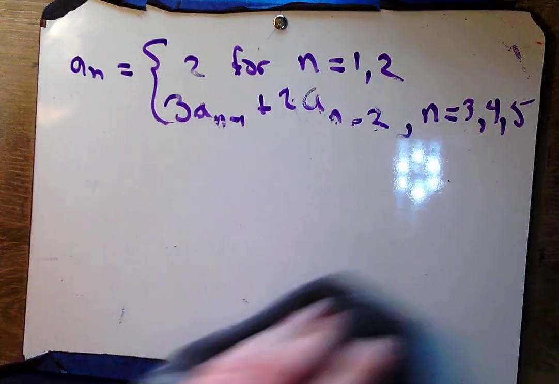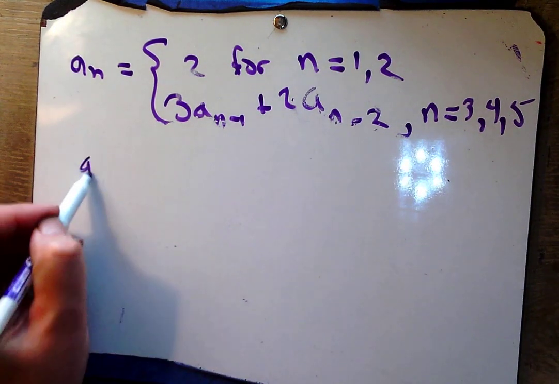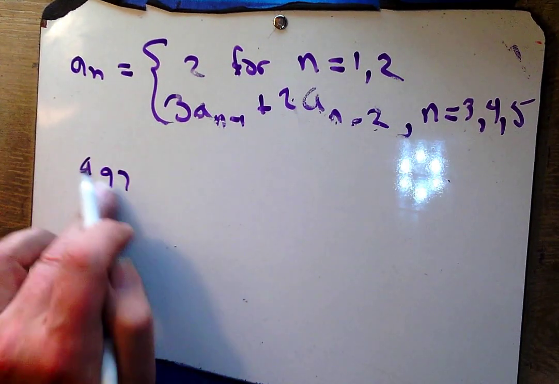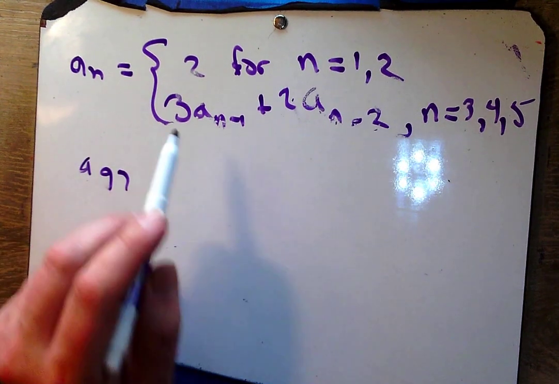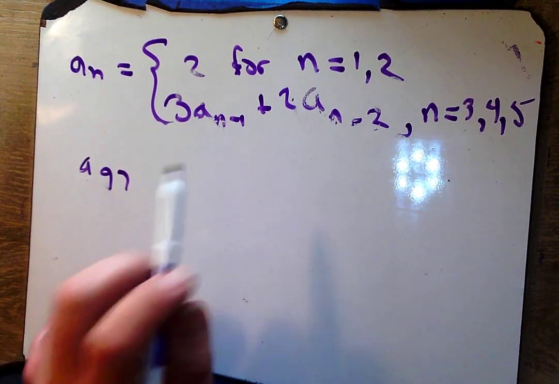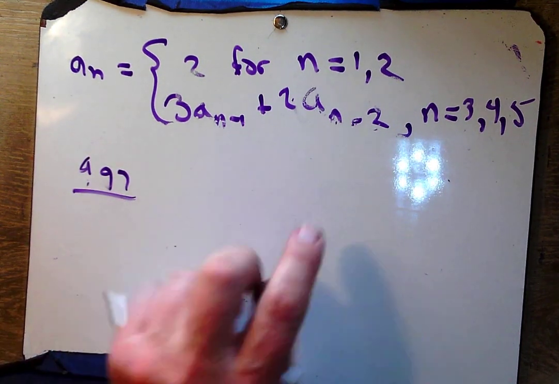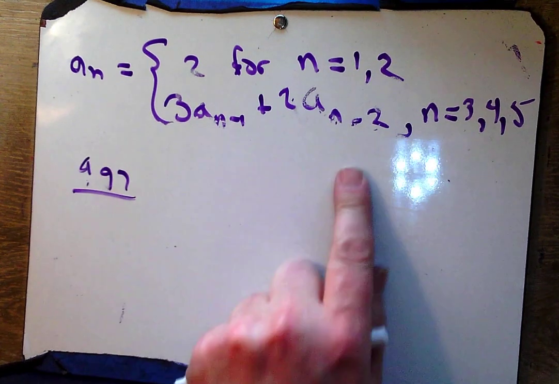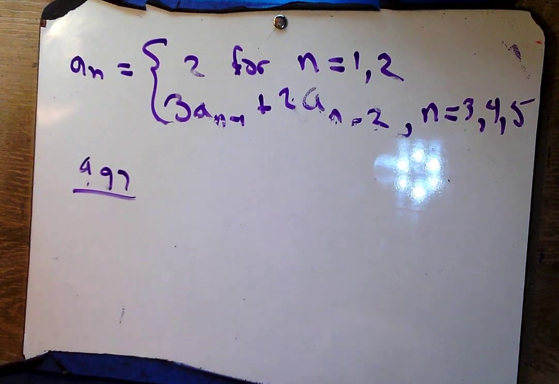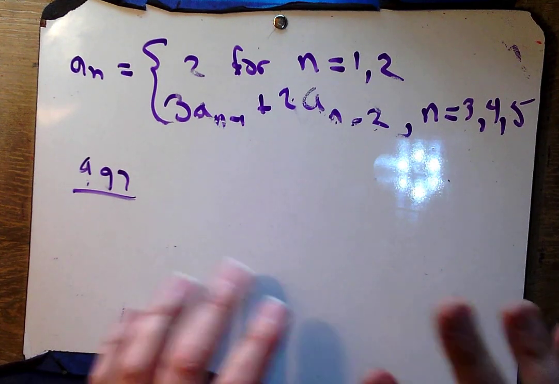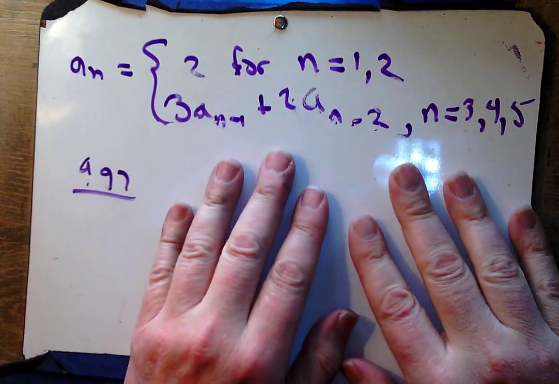So I guess I want to say, what happens if someone asks me to find a sub 97? Well, this recursive method sucks for something like that, because in order to find a sub 97, I'm going to have to find a sub 96 and a sub 95, and that means to get a sub 97, I have to go all the way back to a sub 1, build the model, and then bring it all the way back to a sub 97. So recursive, not my first choice.